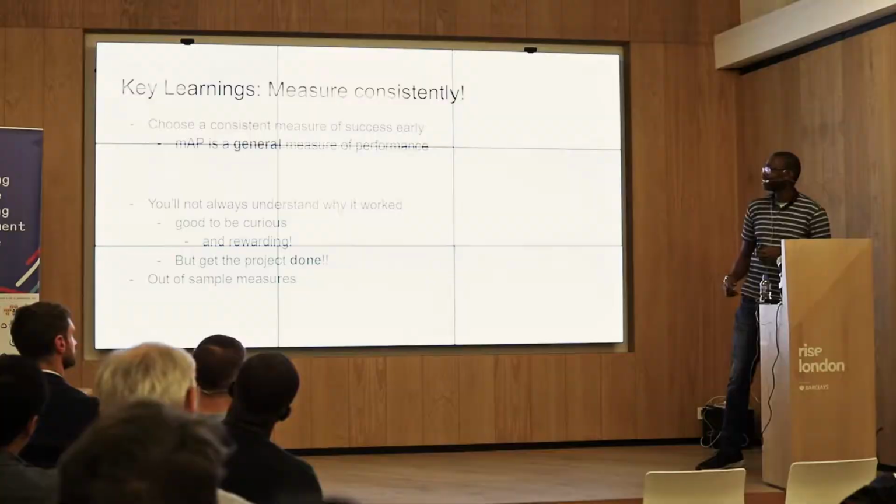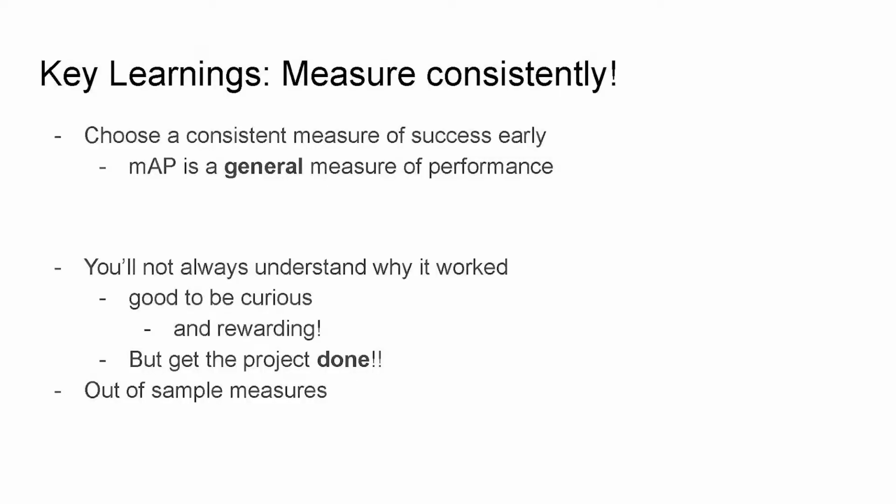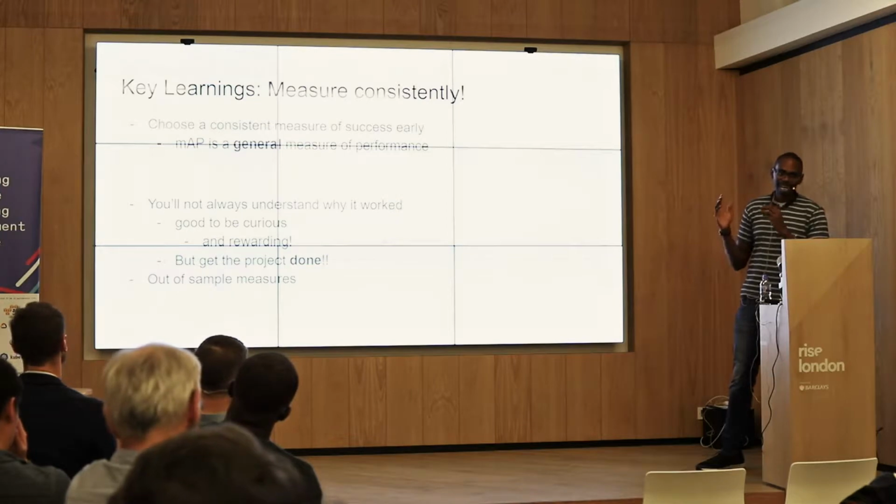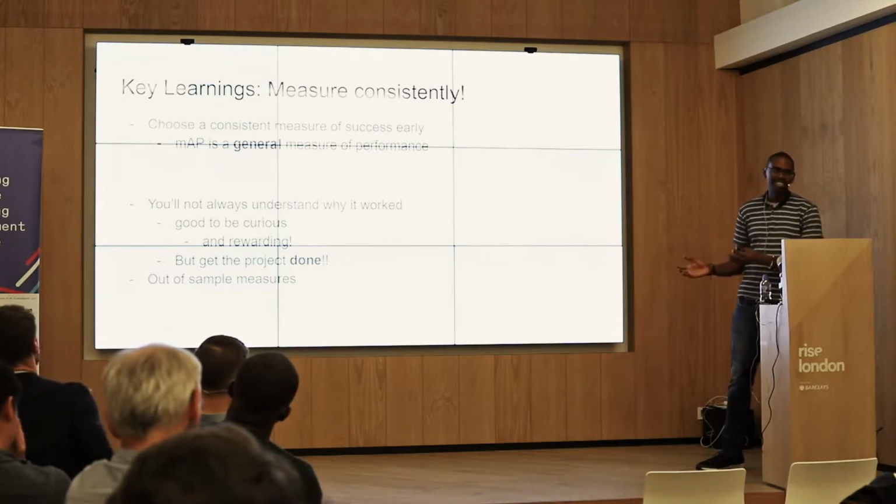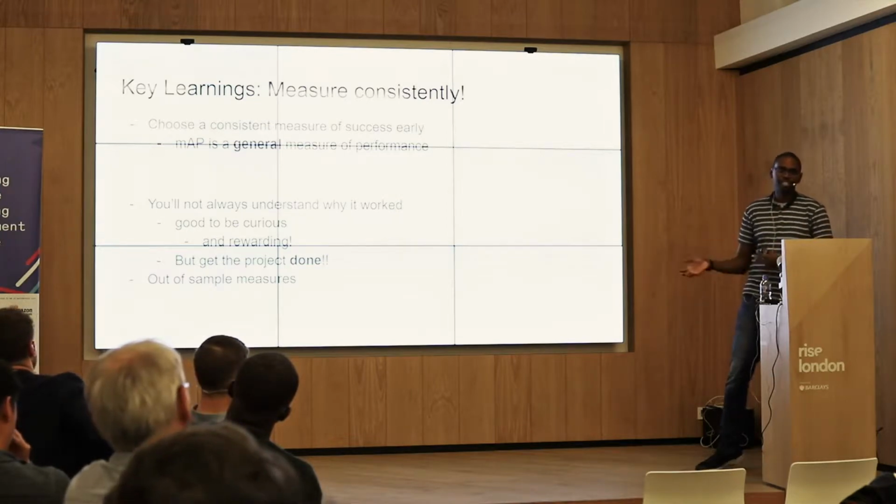So some key learnings. I learned to measure consistently. One thing I found myself doing at the start of this project when I started with Smart Odds was that I used MAP as a general measure of performance. MAP is an accuracy measure for object detection. It's not an accuracy measure for your project or whatever you're doing.